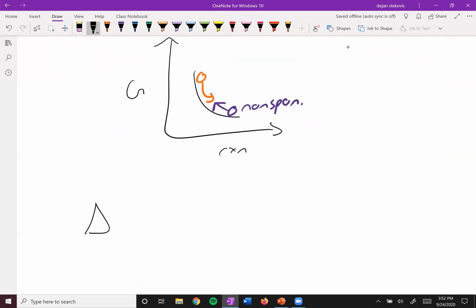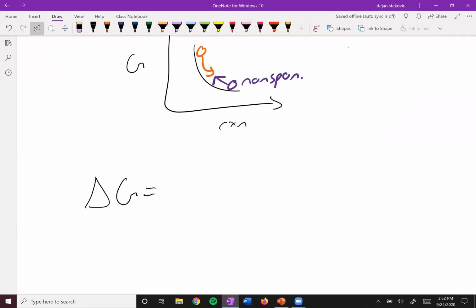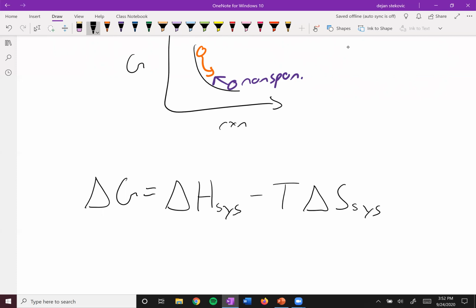And another equation for delta G, where we're just relating it to the system, is that delta G is equal to the enthalpy of the system, so the delta H, minus the temperature times the delta S of the system, right? So the Gibbs free energy is equal to the enthalpy change minus the temperature times the entropy change in the system. And we'll explore both of these in a little bit.